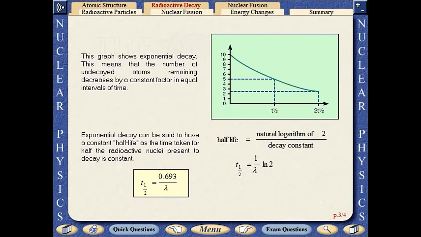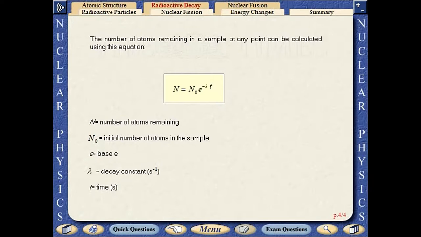This graph shows exponential decay. This means that the number of undecayed atoms remaining decreases by a constant factor in equal intervals of time. Exponential decay can be said to have a constant half-life, as the time taken for half the radioactive nuclei present to decay is constant. The number of atoms remaining in a sample at any point can be calculated using the equation shown here.